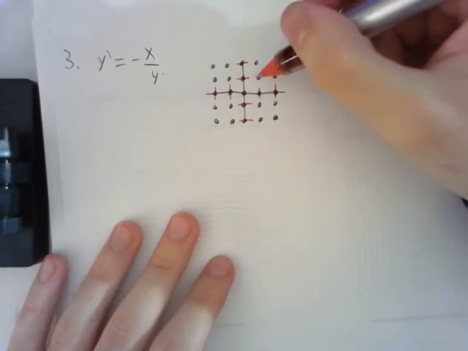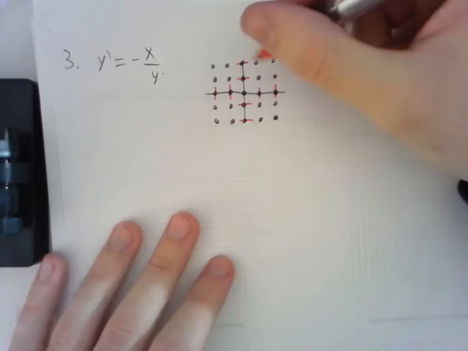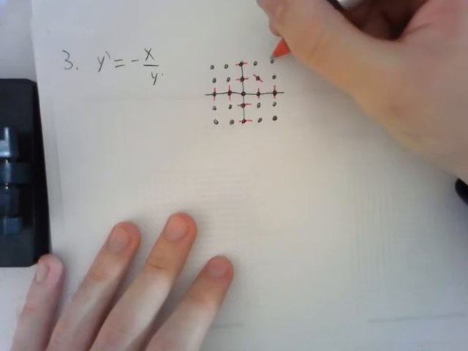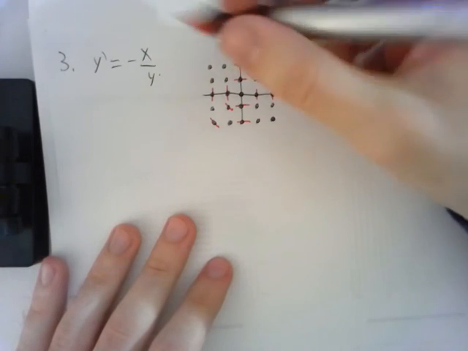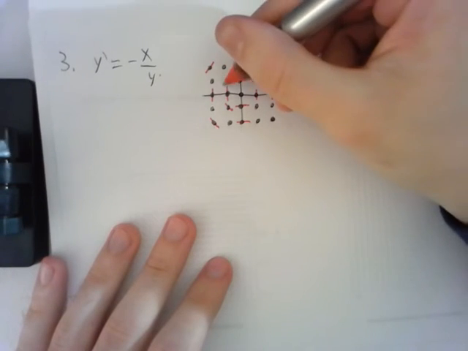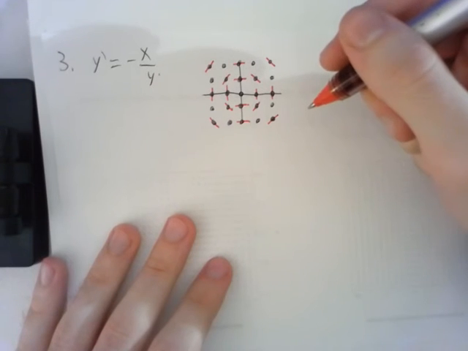Well, if we're on the line x equals y, so this line here, then we know the slope is negative 1. So we can draw in some slopes of negative 1. And when x is equal to negative y, we see that this fraction is equal to 1. So we can draw in some lines of slope 1 along this path. And then there aren't that many points left for us to check.